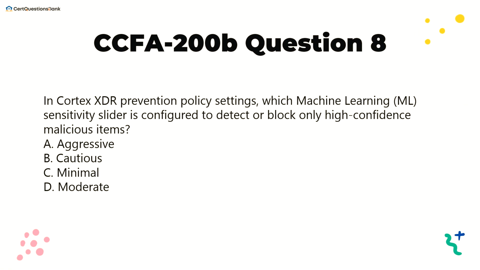In Cortex XDR prevention policy settings, which machine learning (ML) sensitivity slider is configured to detect or block only high-confidence malicious items? A. Aggressive. B. Cautious. C. Minimal. D. Moderate.